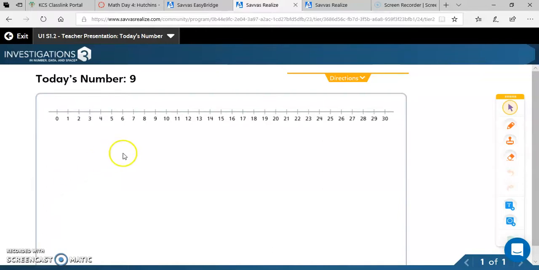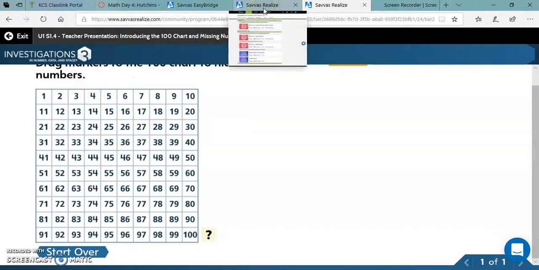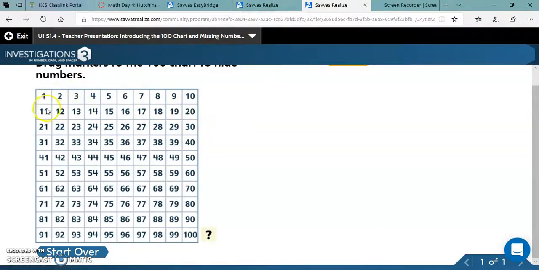If you look at the number line, on this number line it looks like 30 is so far away from 1. And if you look at the 100's chart, it doesn't look quite as far away. Really though, it's the same amount of numbers in between. It's still 30.